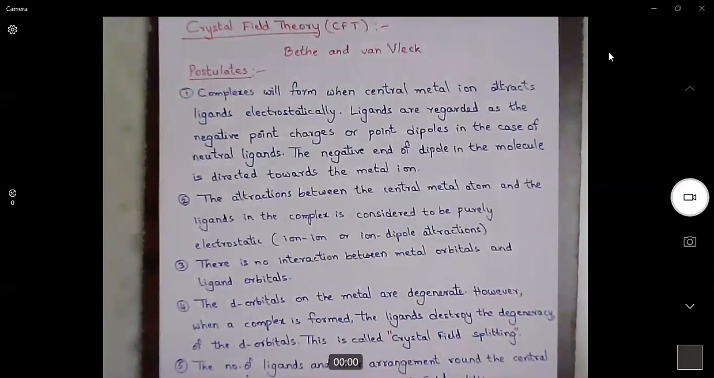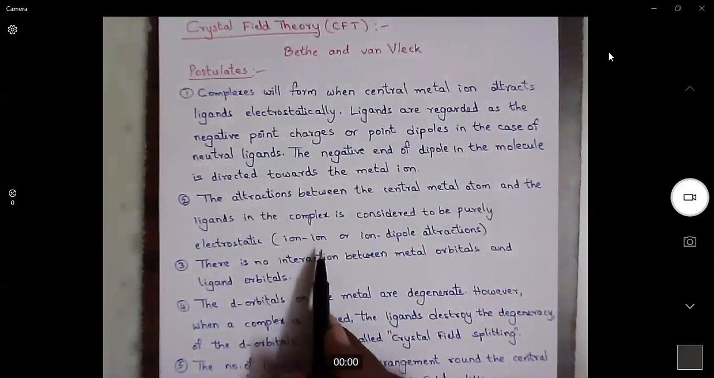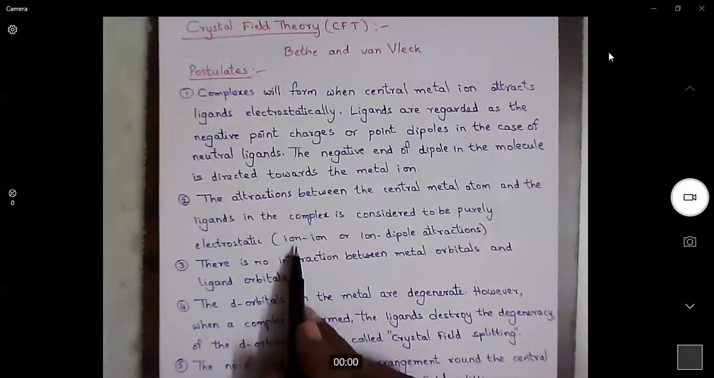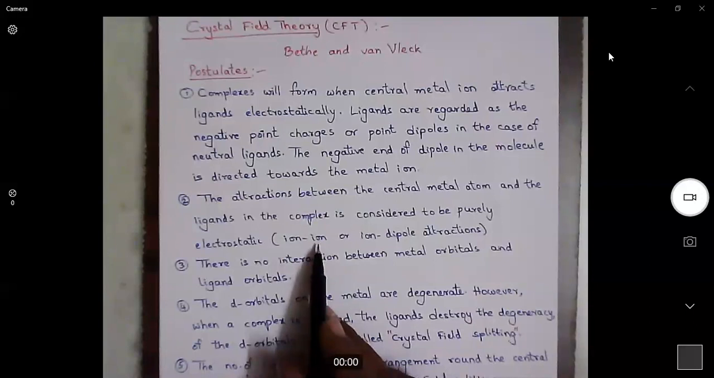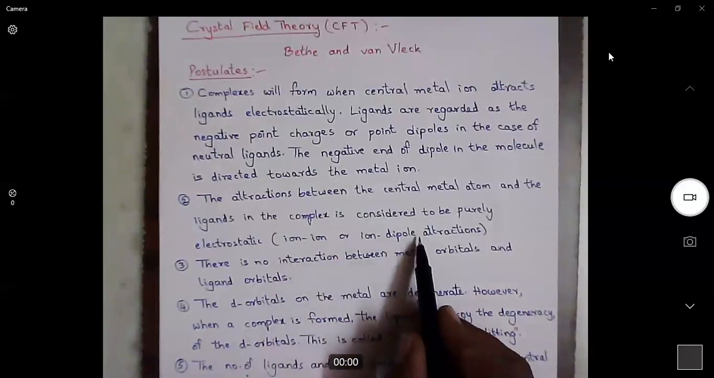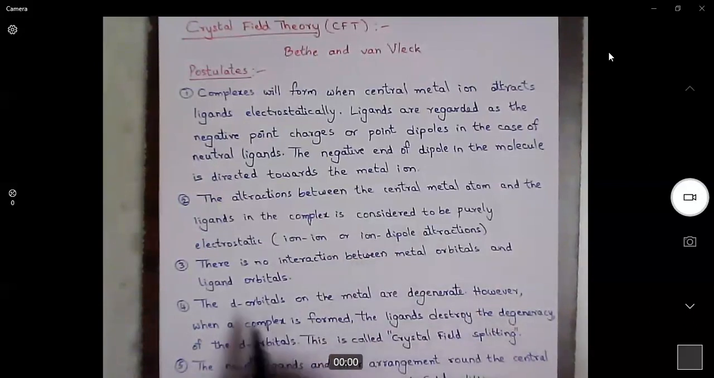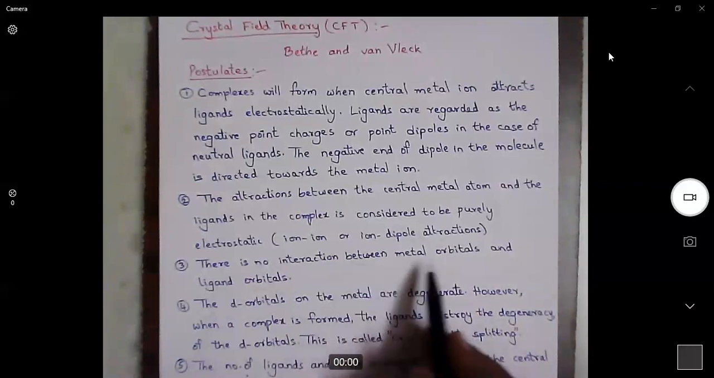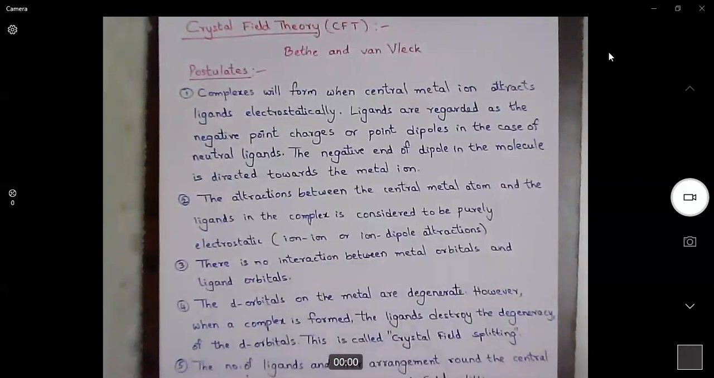When we say it is electrostatic attraction, it should be ionic bonding, but here it is not ionic bonding. So the interactions are ion-ion interactions. When the metal is positively charged and ligands are negatively charged, we call it ion-ion interaction. If a ligand is neutral, then we call it ion-dipole attraction. There is no interaction between metal orbitals and ligand orbitals. This is also very important.